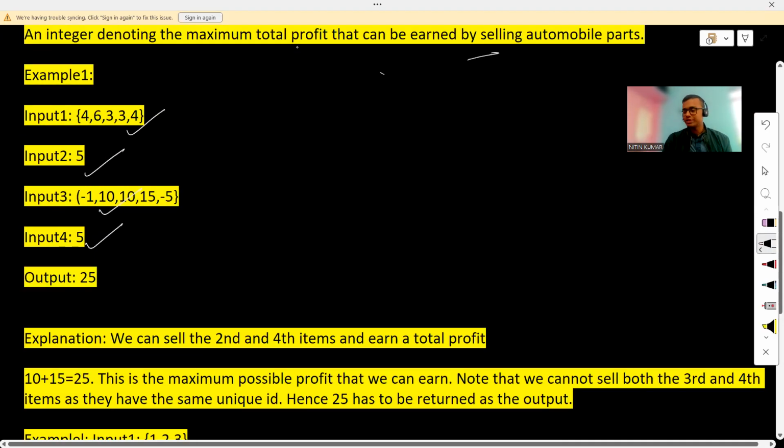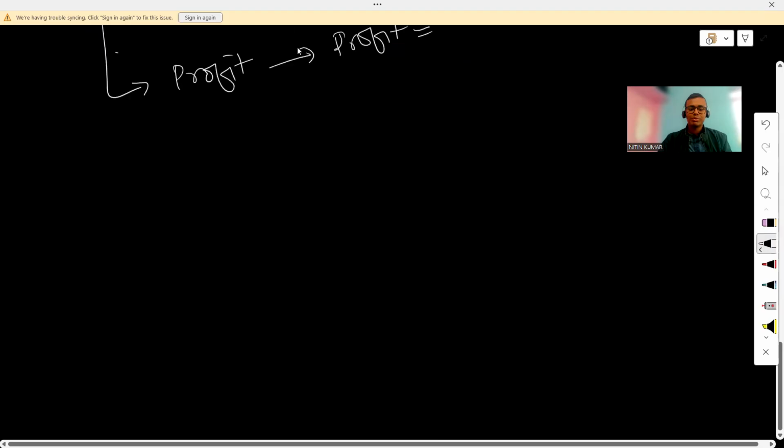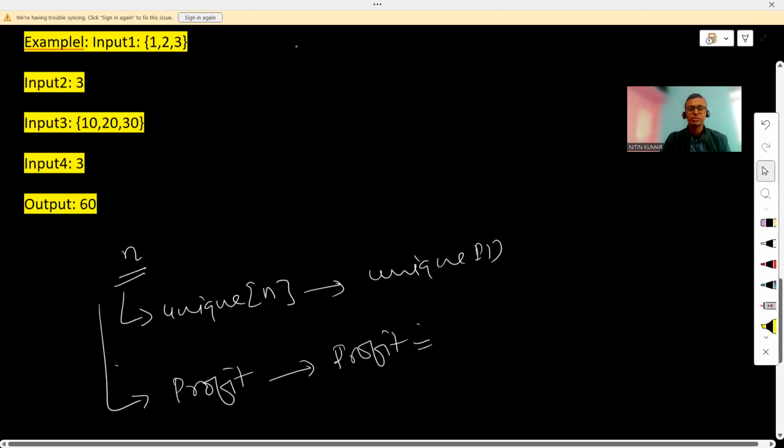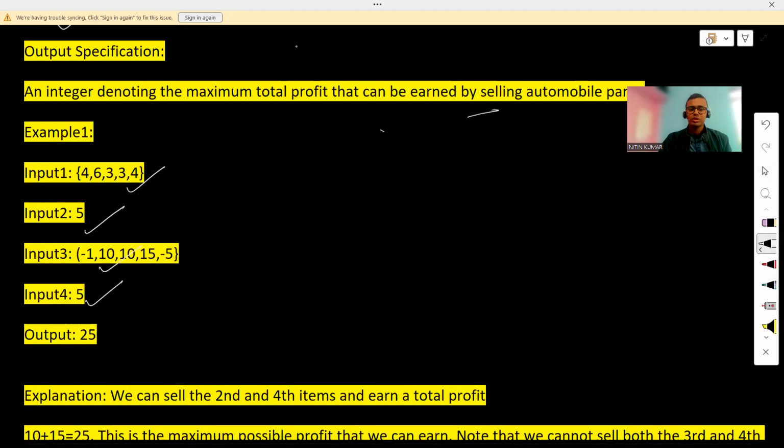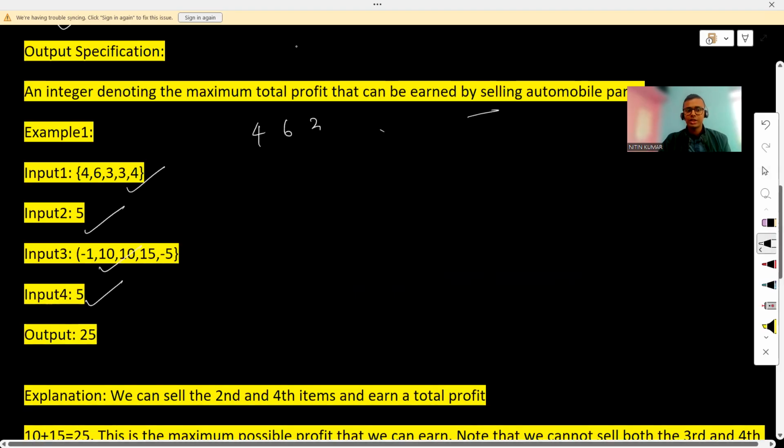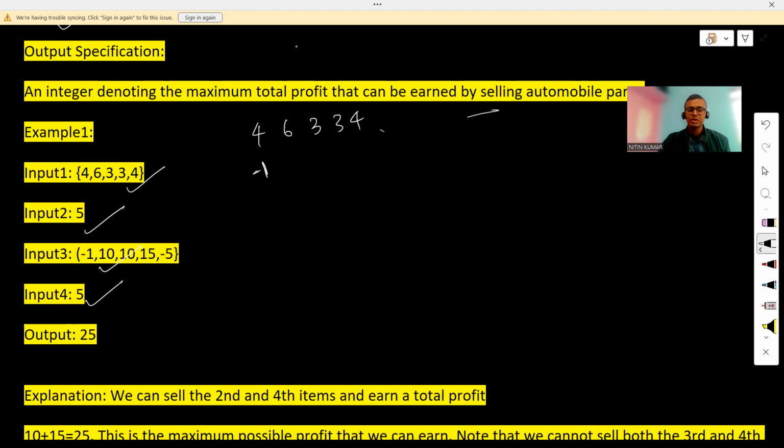Now let's take the first example. The unique ID array is given as 4, 6, 3, 3, and 4. And accordingly, the profit has been given as -1, 10, 10, 15, and -5.